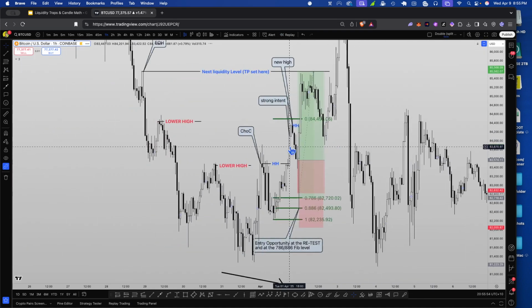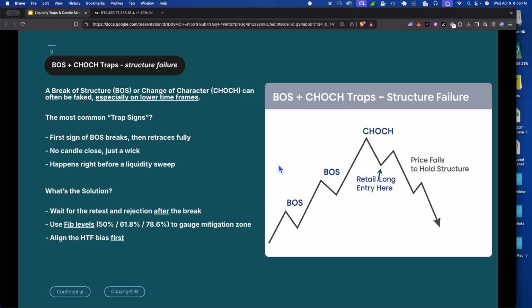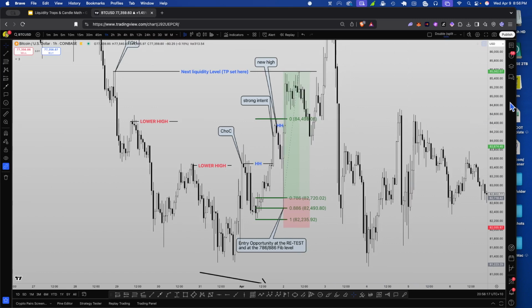So we need to make sure that we look at the shape of the candles. You'll hear me talking about the shape of the candles quite a bit. And the other thing to obviously look for in trap signs is when that happens right before a liquidity sweep, which we just saw, right? What's the solution? Well, the solution is what I just showed in the chart. So we wait for the retest and the rejection after the break, right?